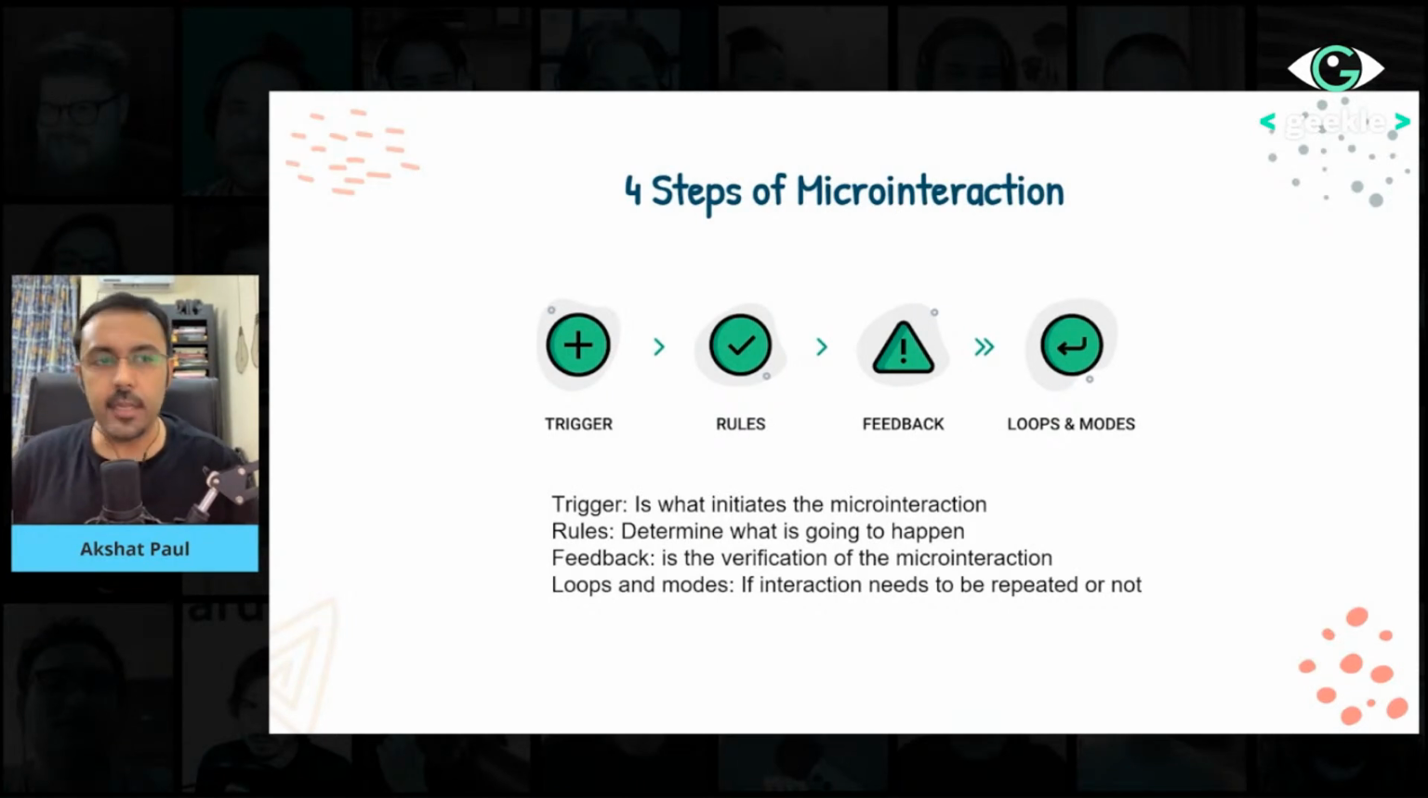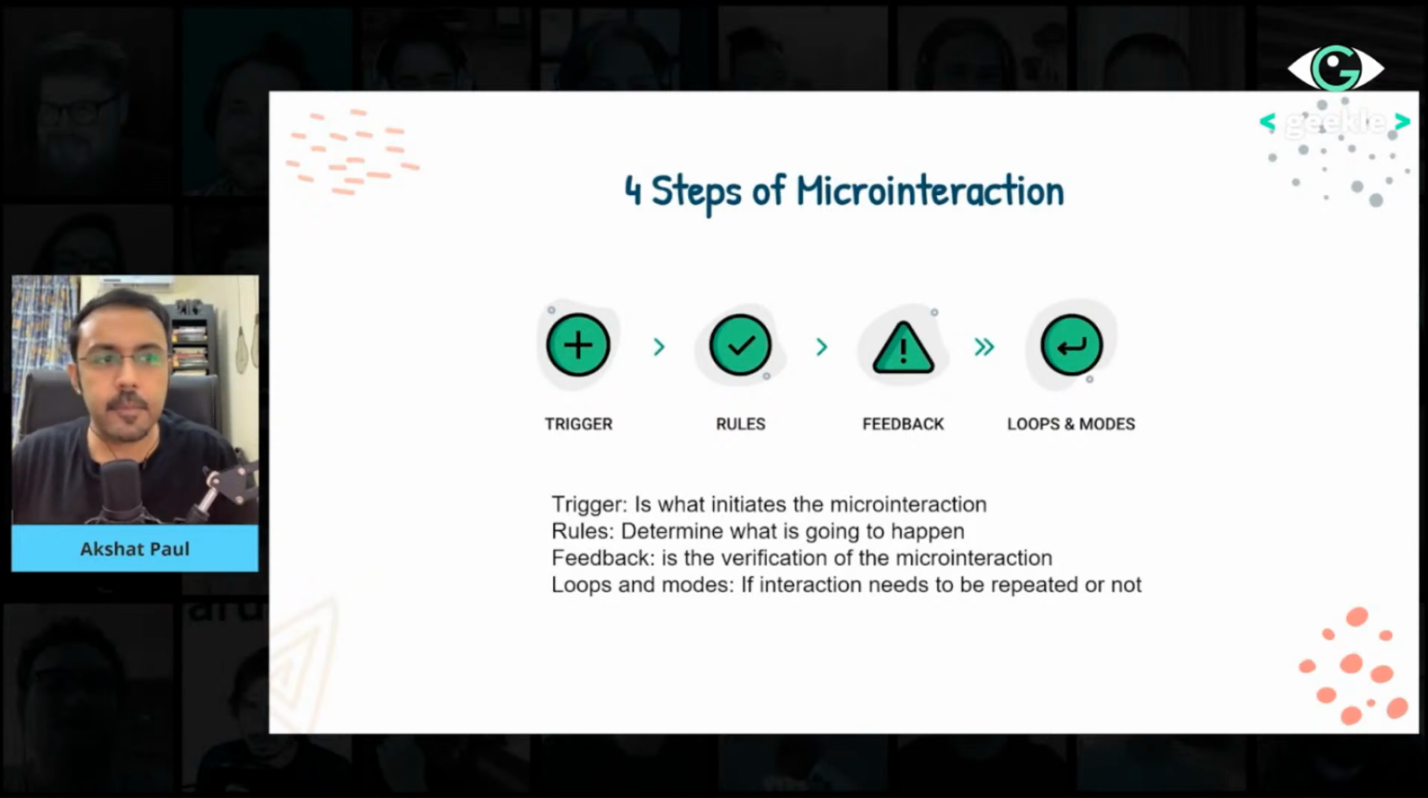First being trigger, second rules, next is feedback, and then loops and modes. Let's understand them one by one. The first one is a trigger. A trigger, or the first step, is when we initiate the micro interaction.